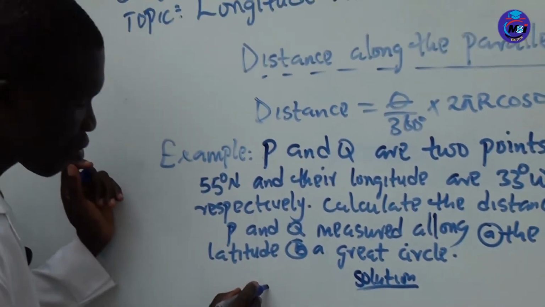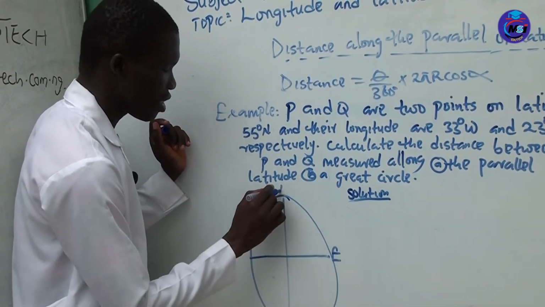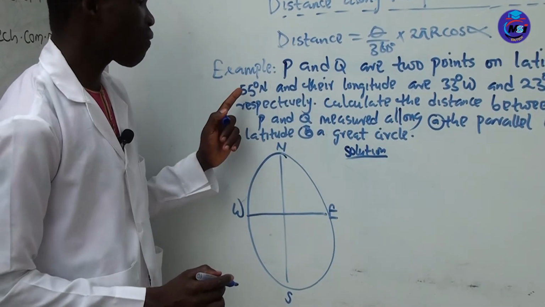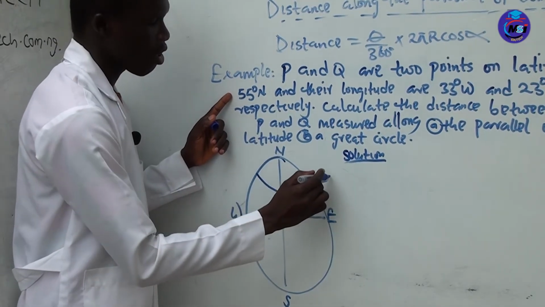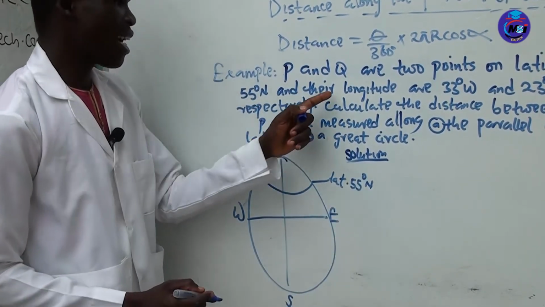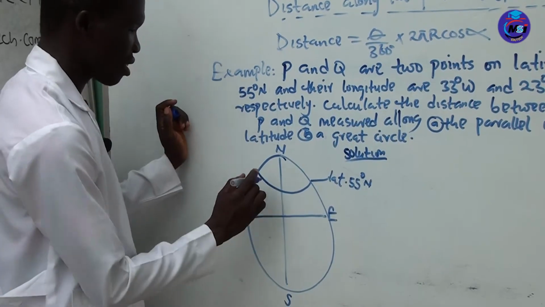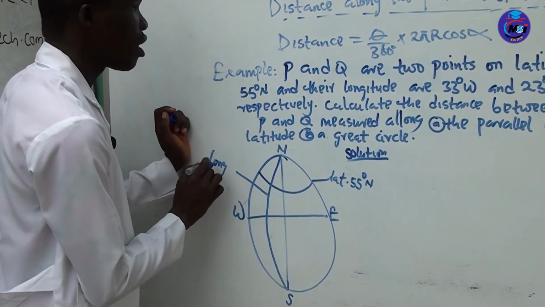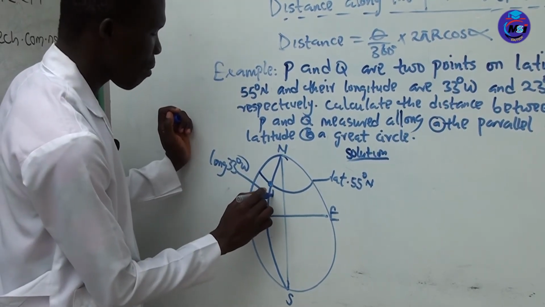Okay, remember you need to draw the shape of the earth for you to understand. This is north, this is south, and this is west. Okay, looking at this, we have latitude to be 55 degrees north. This is north. Draw it like this. Call it lat 55 degrees north. Okay, and their longitude is 33 degrees west. This is west. You know, is longitude. You can remember this is longitude 33 degrees west. This point is called P.